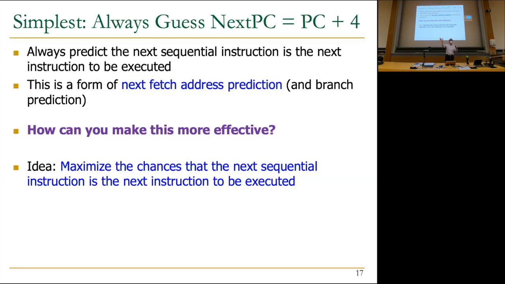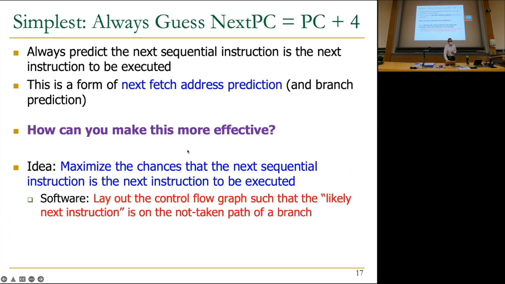Well, the compiler somehow figures out how to lay out the code such that the likelihood of the next instruction being at address PC+4 is higher. And this can happen if the branches are biased. Basically, the software method is to lay out the control flow graph such that the likely next instruction is on the not taken path of the branch. So let's try to do this.